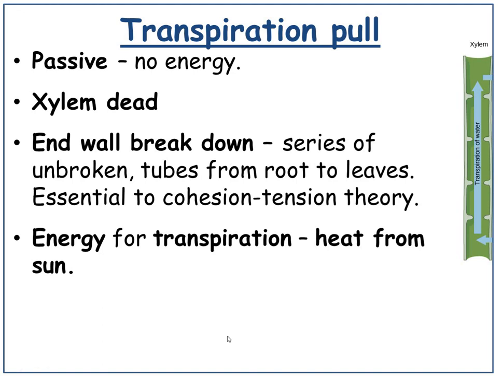Looking a little bit at the xylem structure, xylem vessels are actually dead. They're made from cells which have died and the end walls are broken to form a continuous column. And they are actually strengthened by rings called lignin. So they're quite strong, but they're actually made from dead cells. End walls break down to form a continuous column. And that continuous unbroken tube or column is essential for the cohesion tension theory. And the energy for transpiration is driven by heat from the sun.